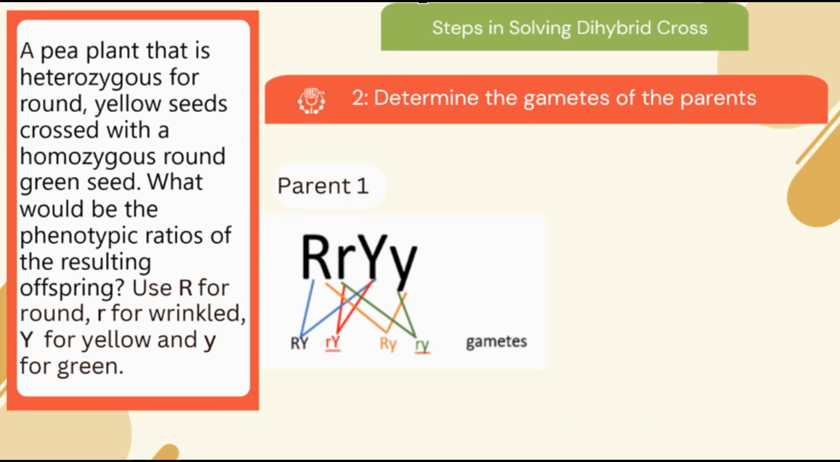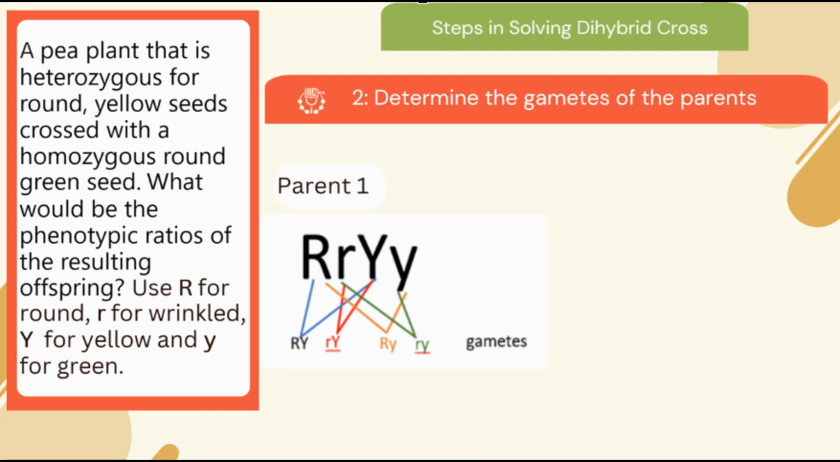Next, we move to determining the gametes produced by each parent. For the first parent, with a genotype of capital R, small r, and capital Y, small y, 4 possible gametes can be formed. These are capital R, capital Y; capital R, small y; small r, capital Y; and small r, small y. This diversity arises from combining all alleles for each trait with each allele for the other trait. To visualize this more clearly, consider drawing lines between the alleles to see how each gamete is derived.